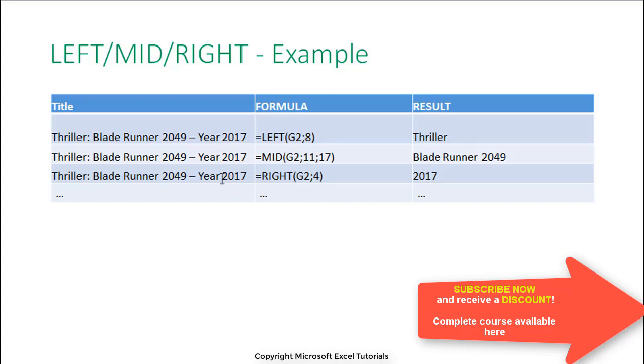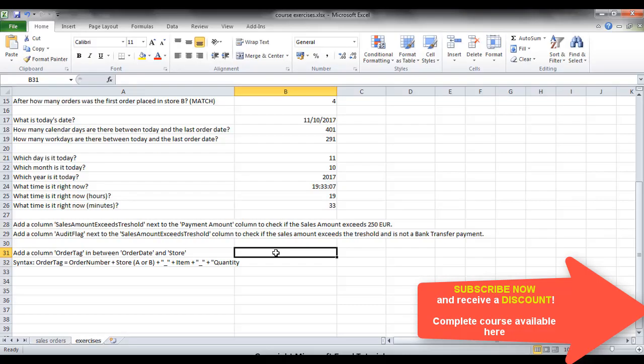Suppose I only want the last 4 characters of the title, which is the year number, then I can use the right formula, and I specify the number of characters starting from the end, which is 4, and as a result I get 2017. I now go back to the sales order sheet.